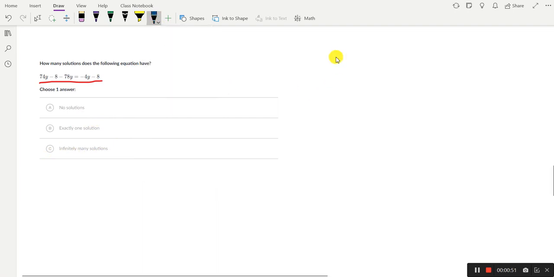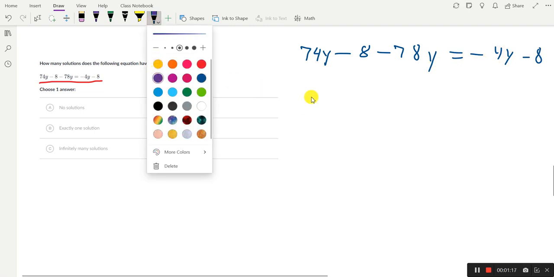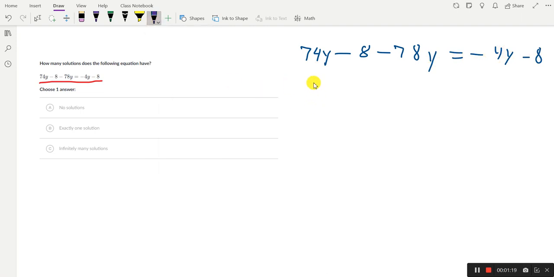All right, so the first step that you should do is let's write our equation down here. So we have 74y minus 8 minus 78y equals minus 4y minus 8. Okay, that's our equation. So step number one, let's start by solving that equation.